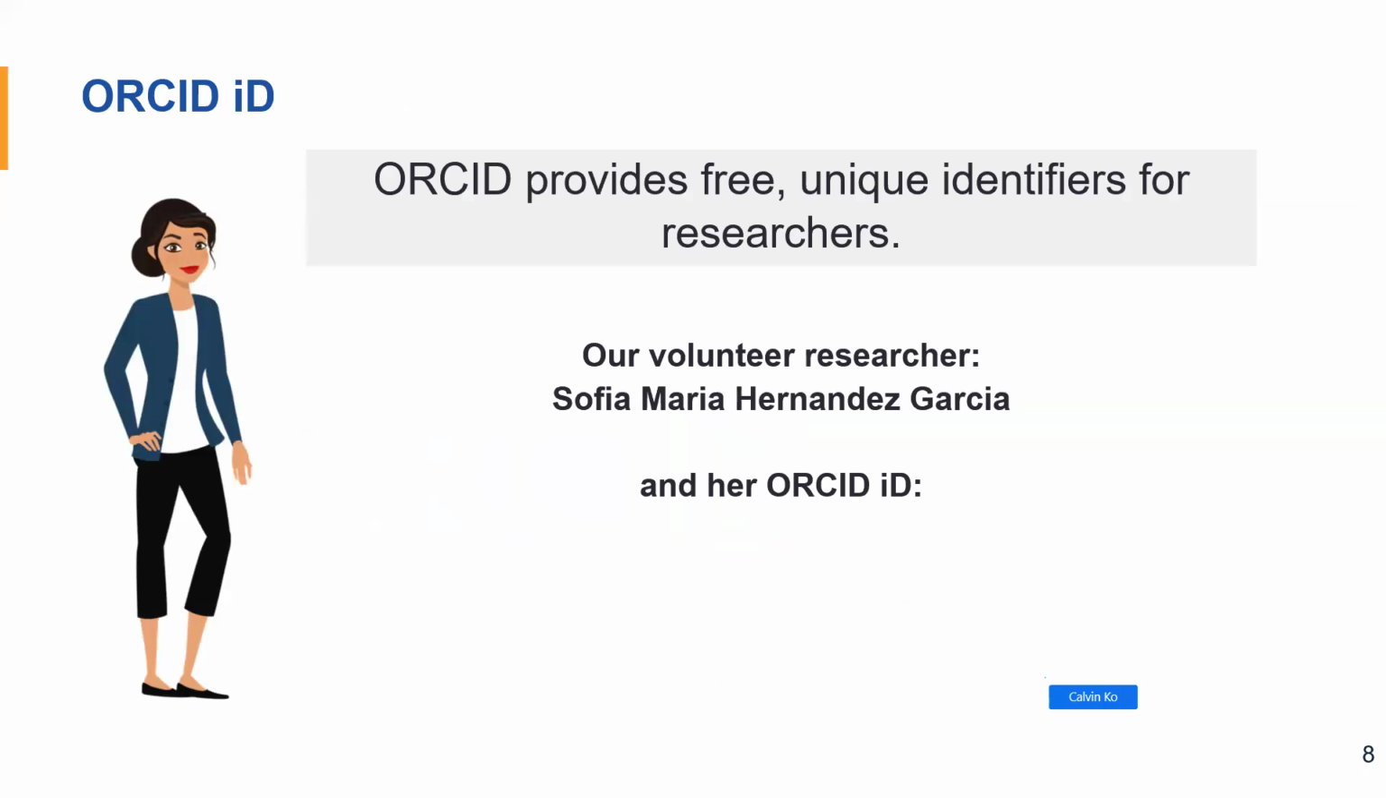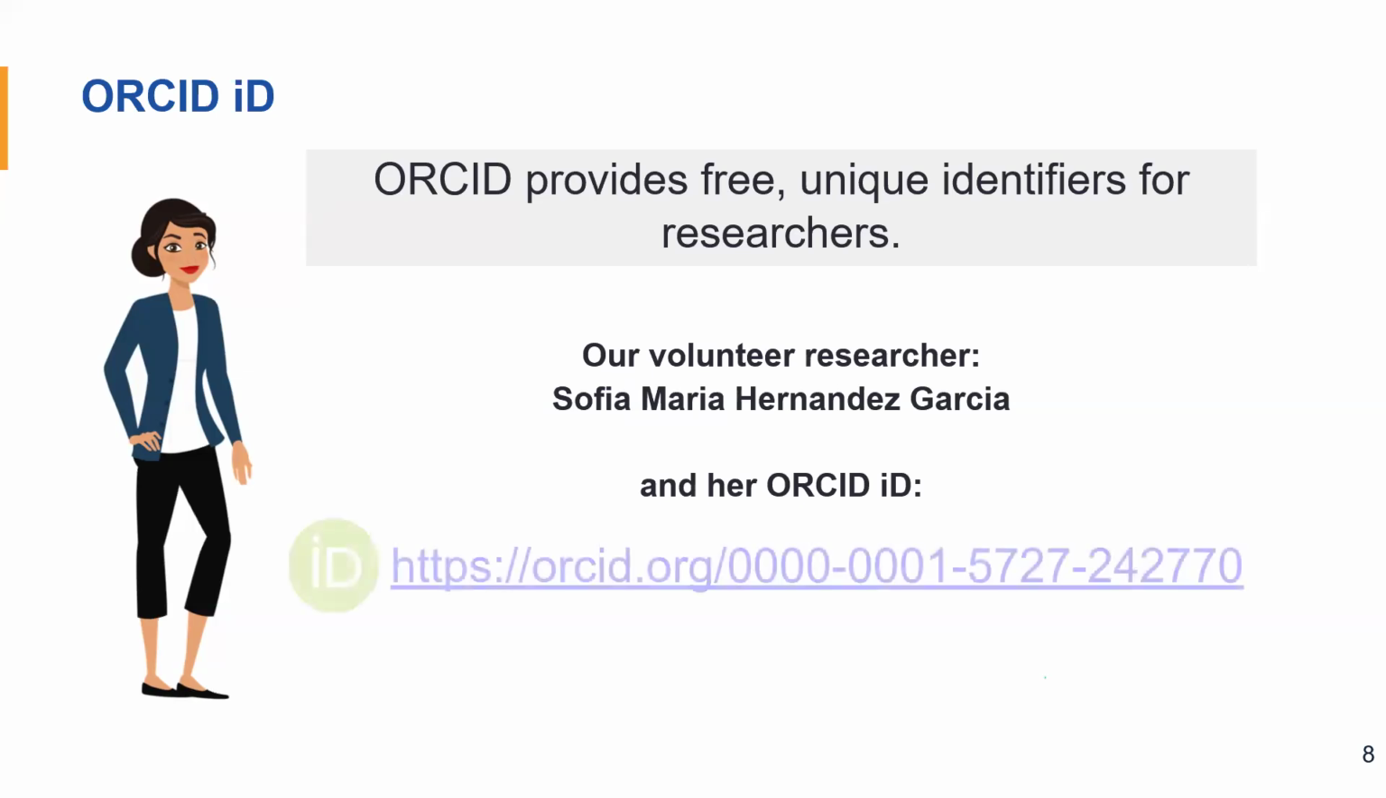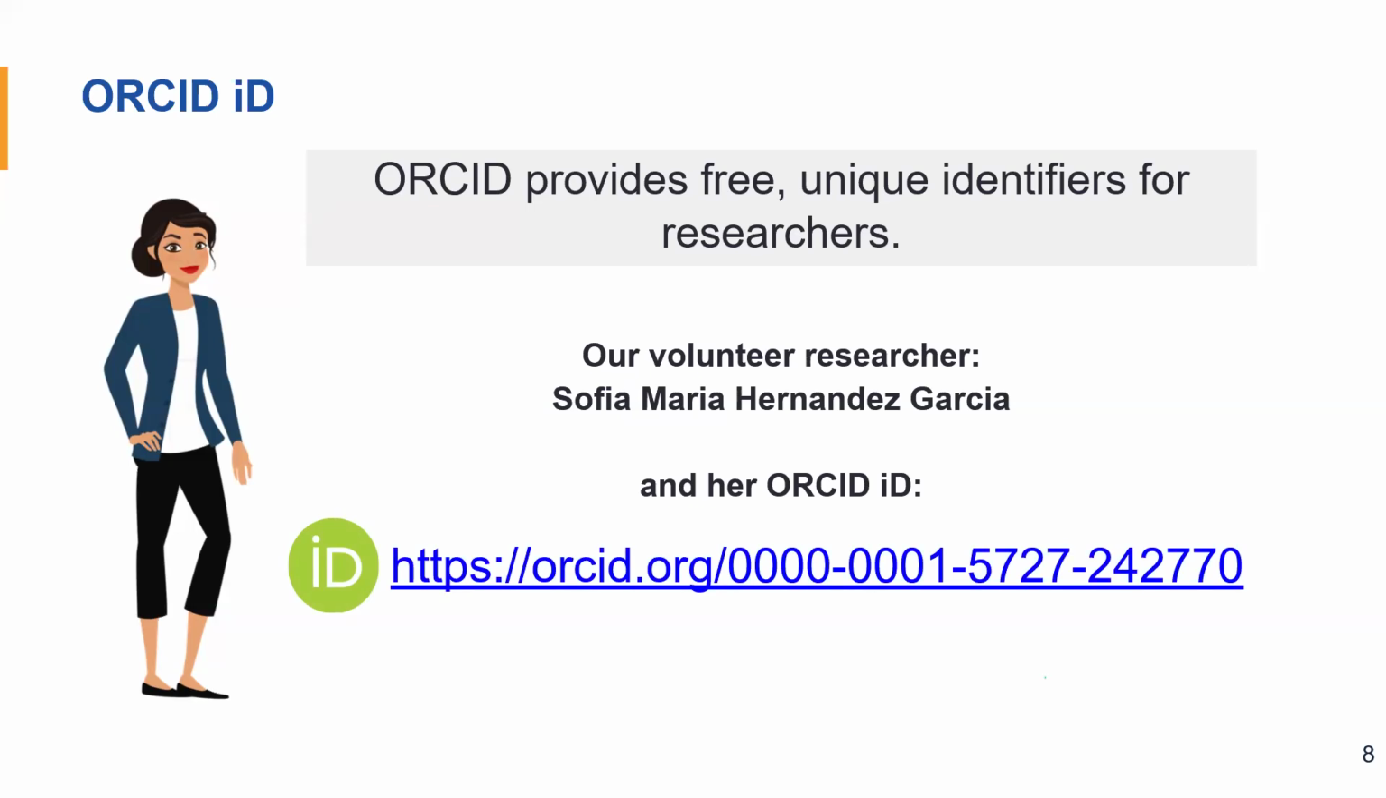ORCID provides researchers with what we call an ORCID ID, a 16-digit number that is unique to you, so you can distinguish yourself from other researchers despite the complexities that come with identifying ourselves by name. Anyone can get their own ORCID ID for free, and it looks something like this. This ORCID ID belongs to our volunteer researcher, Sophia. You'll notice that the ORCID ID looks like a link, and that is because it is. Your ORCID ID links to what we call an ORCID record.